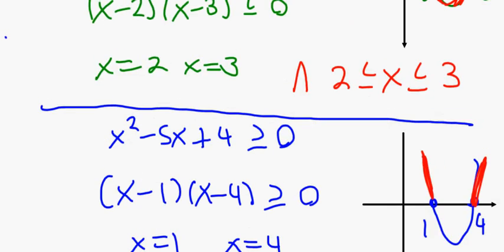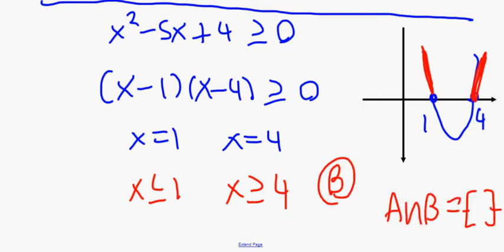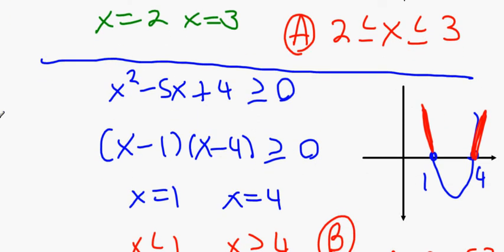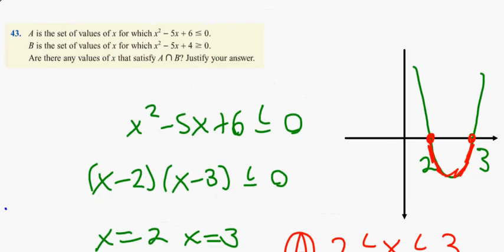Okay? Now, what I have to do next is, this is B, and the solution to A. So the solution to A is 2 is smaller than x is smaller than 3. That's all the numbers between 2 and 3. But you can see that B doesn't have any overlap. It's all the numbers that are smaller than 1 and all the numbers that are bigger than 4. This means that A intersection B has nothing in common, and therefore the answer is the null set. Okay?